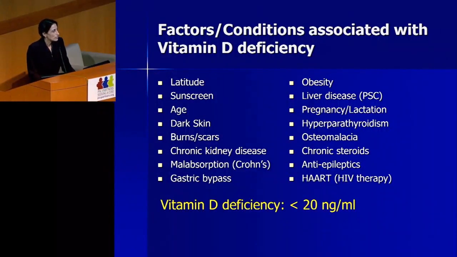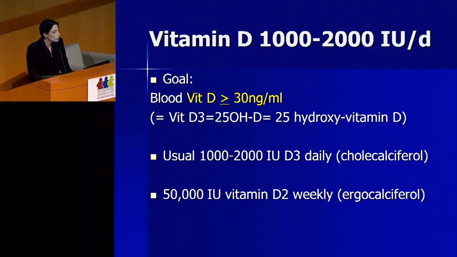So vitamin D deficiency, the number that's measured in the blood, if it's less than 20, you've got some trouble. You need to get some vitamin D supplements. And there really is no way of actually telling how low you are except by measuring it in the blood. So the goal is you want to get a vitamin D in the blood of 30 or more. And when we say vitamin D, we're specifically talking about 25-hydroxyvitamin D. That is the one that is measured in the blood. And how can you do that?